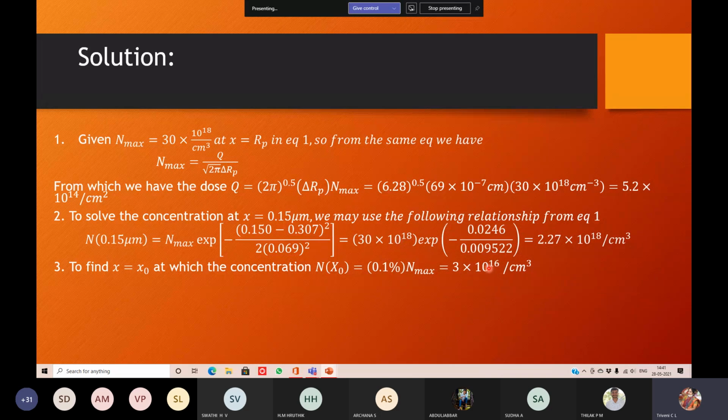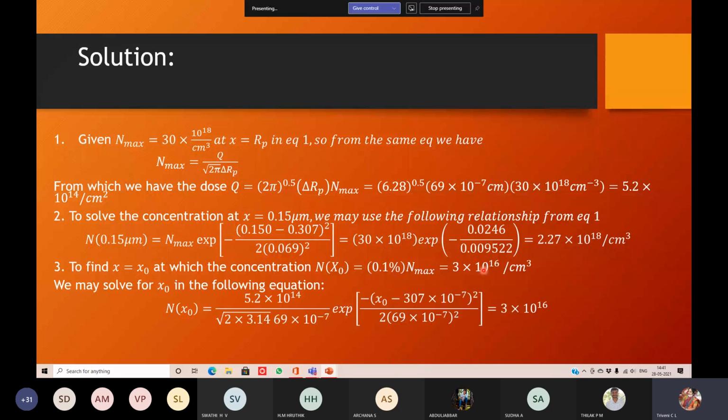So that value will be taken here. We'll take that value and substitute the same here. Once you substitute, N of x naught we are supposed to calculate, so we need the N max value. Q is calculated here as 5.2 × 10^14, divided by 2 π times Delta Rp. Delta Rp is known to you, it is 69 × 10^-7, e to the power of minus x naught minus the value. x naught is taken as 0.1% here, so we'll keep that as it is. Minus 307. Substitute other values.